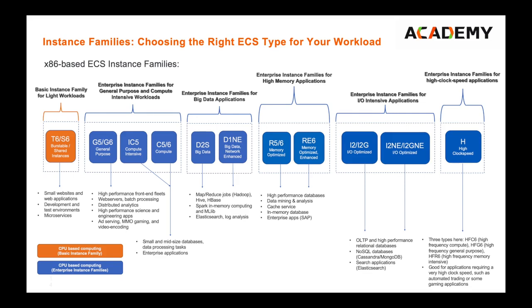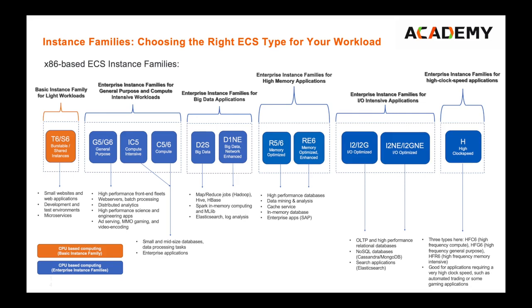Then there are the D-type instances, the D1 and D2 here. So there's the D2S and D1NE. These are enterprise instances for big data applications. This is where you'd want to run Hadoop or HBase or MapReduce. If you had a Spark in-memory computing job, you could run that on these instances as well. They have a lot of RAM and they have local disks for high-performance disk throughput.